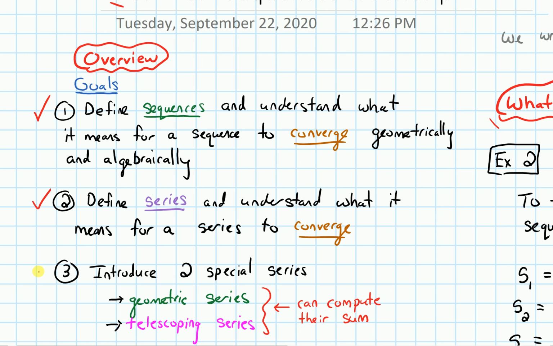So we have talked about this third goal. We have introduced what a geometric series is and a telescoping series is, and shown why they are nice in terms of being able to compute the actual sum of a series. In general with a series, it's hard to find the sum, but with geometric and telescoping series, it's a lot easier.